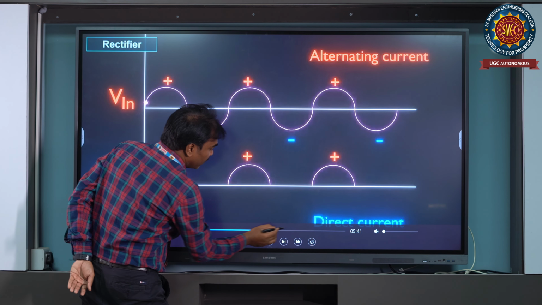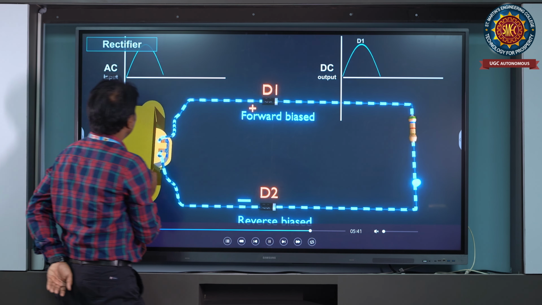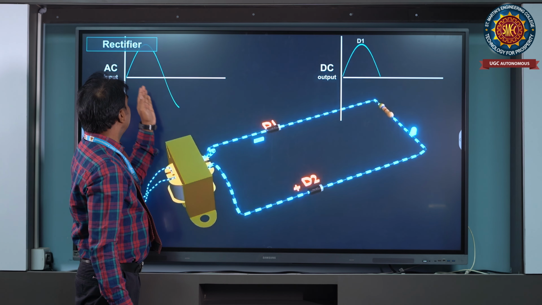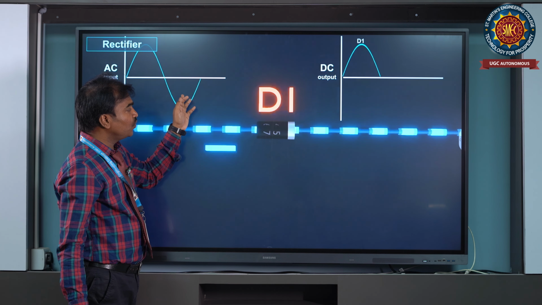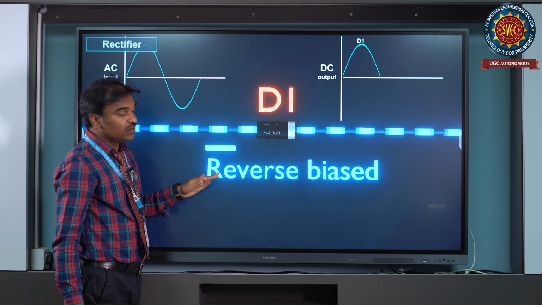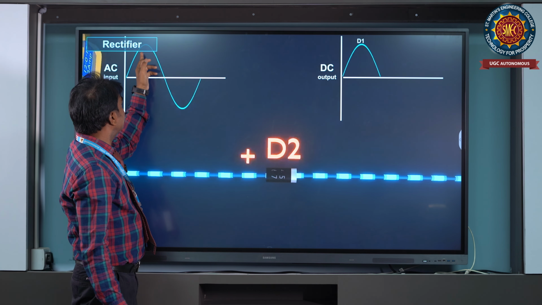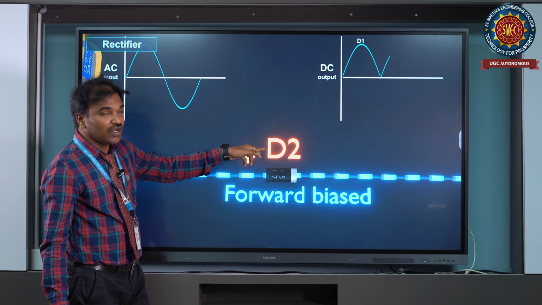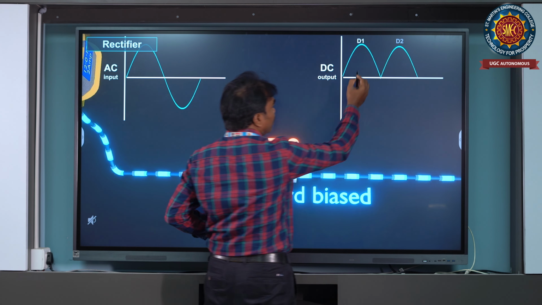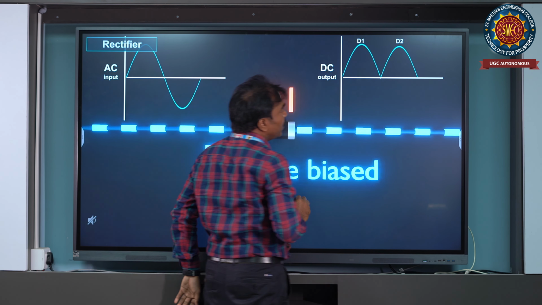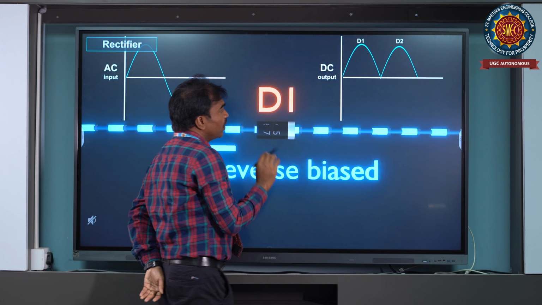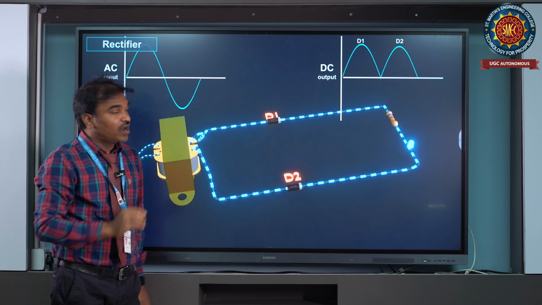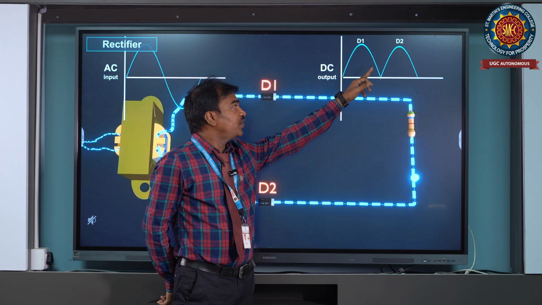Now coming to the full wave rectifier. What is the output of the full wave rectifier? If you apply positive and negative going pulses, we are using 2 diodes. In the positive going pulse, diode D1 will be on. In the negative going pulse, diode D2 will be on. At a time, one diode will be on and one diode will be off. This is the full wave rectifier output.